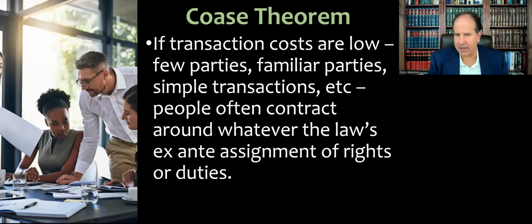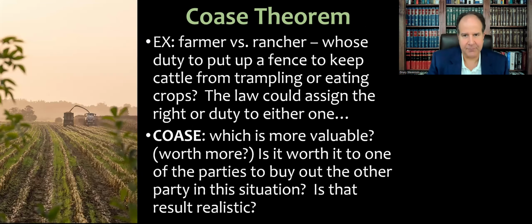Now, keep in mind the Coase theorem. I'm not talking about his theory of the firm, I'm talking about his more famous theorem. If transaction costs are low, and what makes transaction costs low? You have only two parties and they're familiar with each other. They live next door to each other. We have a simple, straightforward transaction. People will often contract around whatever the law's ex ante assignment of rights or duties may be.